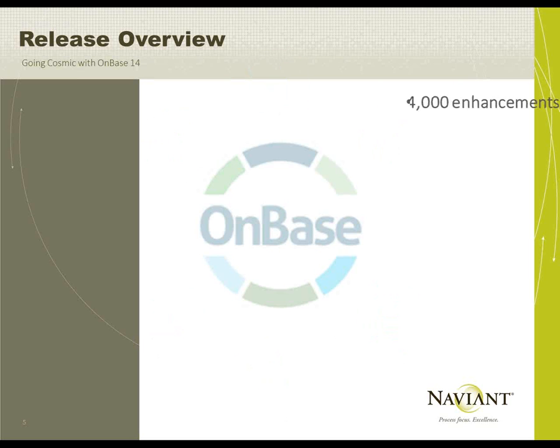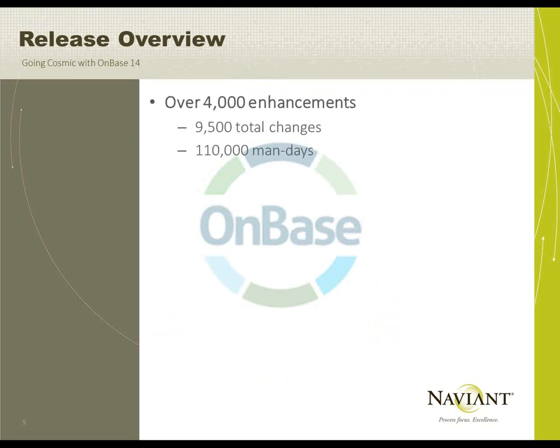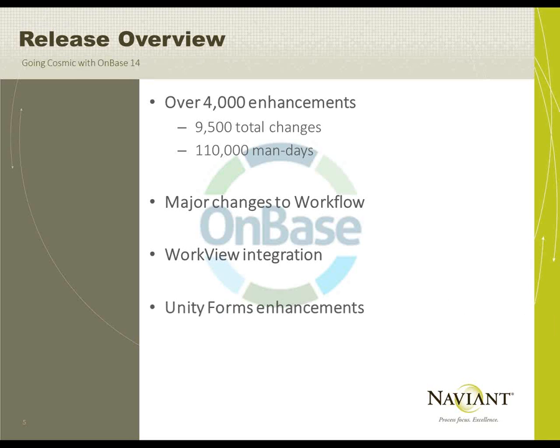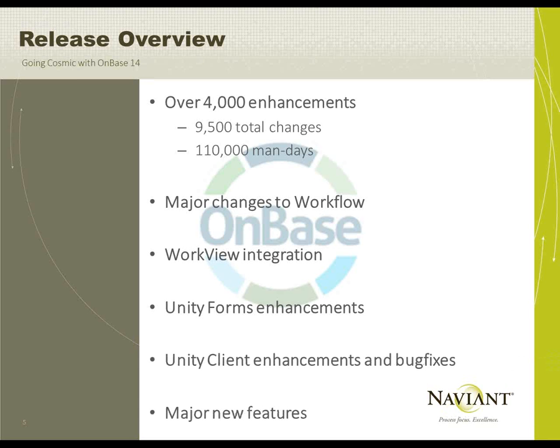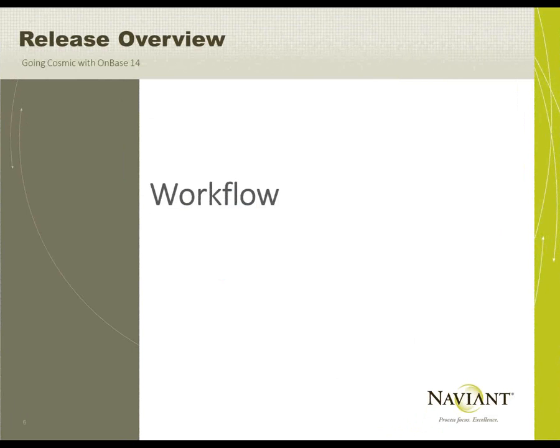So, what are the features and changes in this release? Well, there are over 4,000 enhancements in OnBase 14, 9,500 total changes, and 110,000 man-days worth of effort in this build. It is pretty massive. There's a lot of new stuff in here. For example, there are some major changes to workflow, and we're going to touch on those first. But WorkView also got a big overhaul in this release. And if you're not using WorkView, you might be interested in it. Unity Forms got some enhancements, as we mentioned before. We'll go into those in a bit. The Unity Client got some enhancements and bug fixes, quite a lot of bug fixes in Unity Client. And then there are some actual new features that are really useful and I think will be really helpful for folks. So why don't we jump right in, and we'll start with workflow.